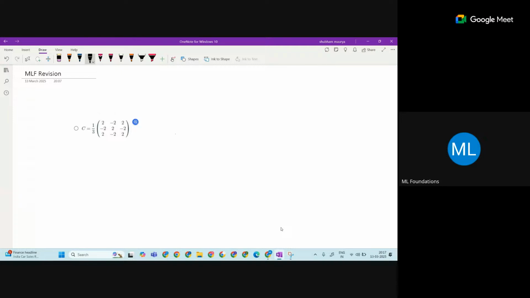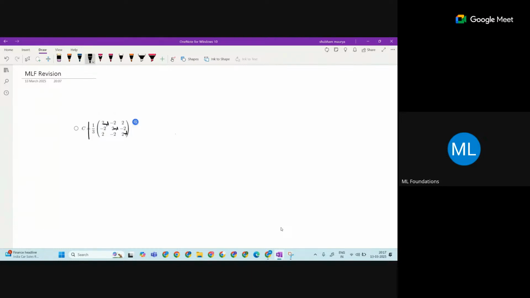Okay, so here it is. The eigenvalues will be 0 and 2. So the matrix is A minus lambda I, where here it is going to be minus lambda, minus lambda, minus lambda. This is going to be A minus lambda I.